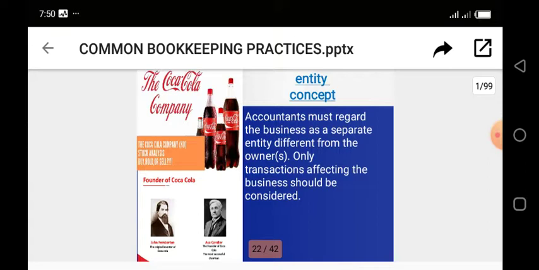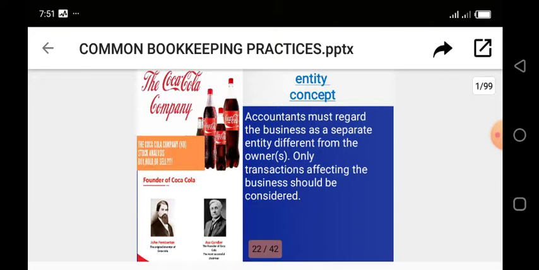A good example is your product, Coca-Cola Company. It was originally founded by Mr. John, and then the founder of Coca-Cola that made it more successful is Mr. Ash. Though they are the owners of the business, they can't bring their own personal property into the business. The business is named Coca-Cola Company, not Mr. John or Mr. Ash. So the business is separated from the owners of the organization.